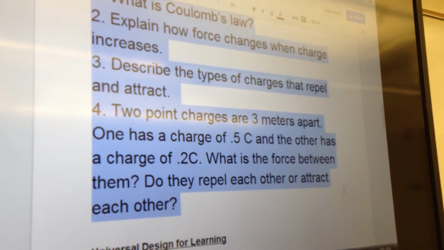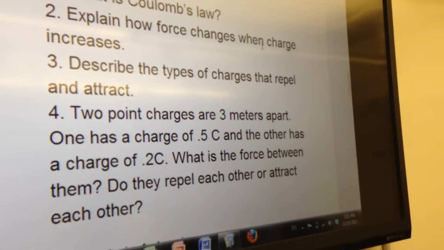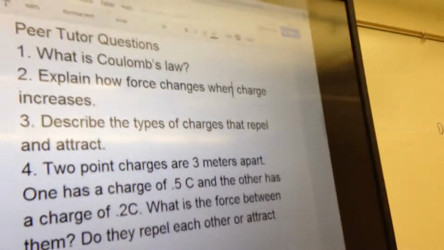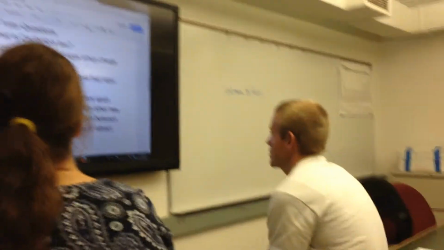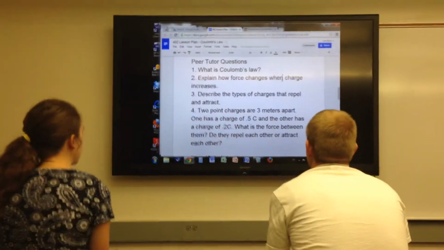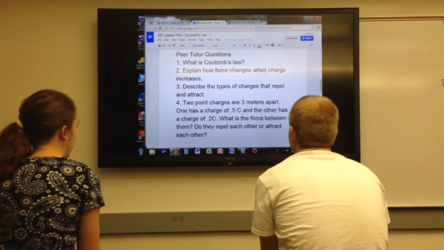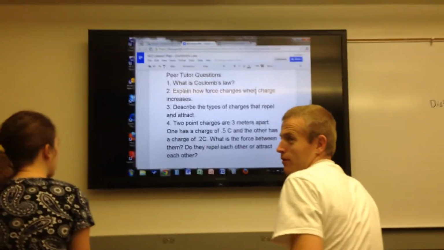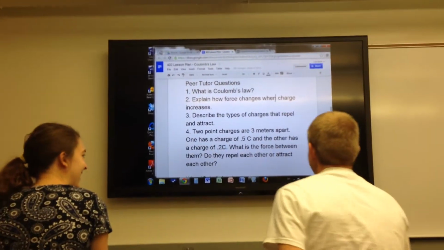So explain how force changes when charge increases. When the charge increases, the force increases, because more charge means there's more stuff to repel or attract. Describe the types of charges that repel and attract. What was that? I don't remember. You haven't learned it yet. I'm going to teach you next.